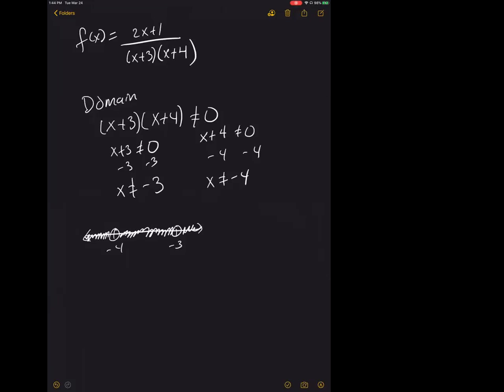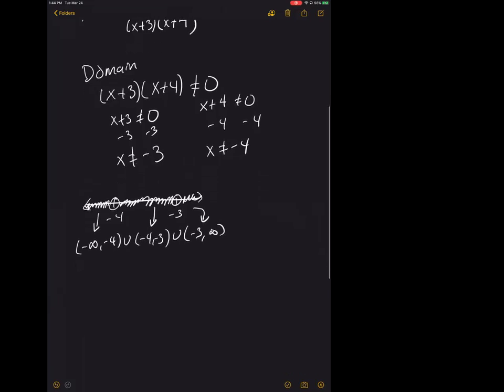You can give the answer in interval notation: negative infinity to negative 4, which corresponds to the first shading, union negative 4 to negative 3, which corresponds to the middle, and then negative 3 to infinity, which corresponds to the last area. Of course, you can always give your answer in set builder notation: x such that x can be any number except x cannot be negative 3 and x cannot be negative 4. Each of those are acceptable ways of writing the domain of our function.